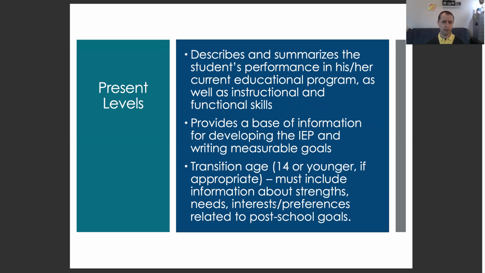We talked about present levels 2 sessions ago, and the present levels describe and summarize exactly what that kiddo is currently doing in their educational program. It provides a baseline for writing these measurable annual goals. And when we talk about transition, which we're going to speak about in a few moments, that starts at age 14. Basically, those present levels set the precedent for what's going on. And once we're age 14, we have to start shifting that IEP towards secondary transition.